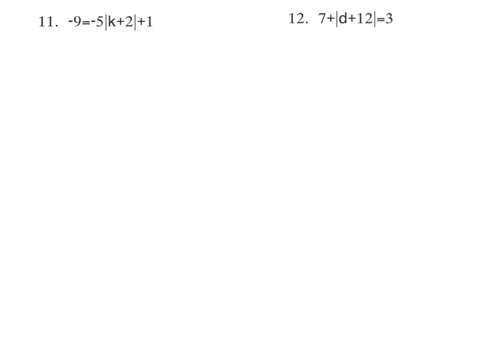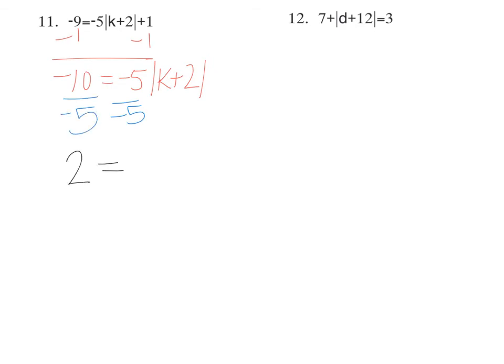Number 11, once again, we have to get the absolute value by itself before we can deal with writing our two equations. So the first thing I'm going to do is subtract my 1, then I'll divide by negative 5. So minus 1 from both sides. Negative 10 equals negative 5 times the absolute value of k plus 2. Now some of you might see, oh, there's a negative on that side. An absolute value can never be negative, but I have to get the absolute value by itself before I can make that determination. And when I divide by the negative 5 to get the absolute value by itself, it turns positive. So I get 2 equals the absolute value of k plus 2.